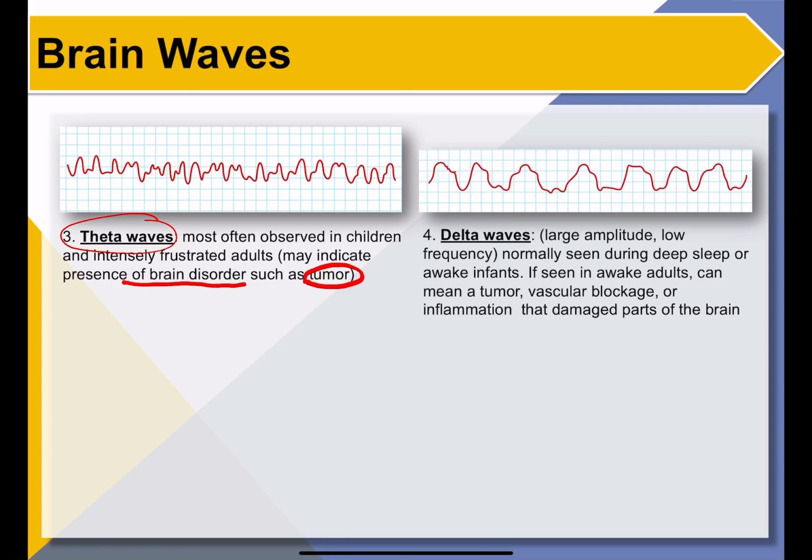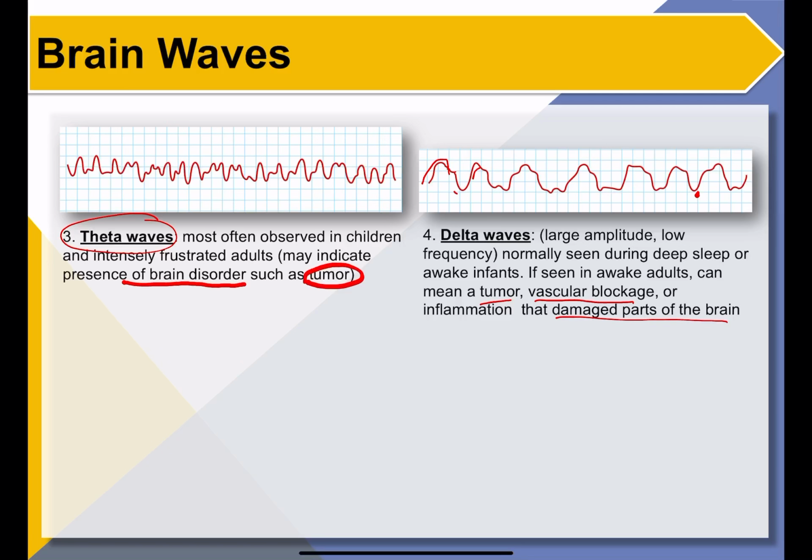And lastly, delta waves are these large magnitude and low frequency waves. Now, what's normal is only in infants, okay? When a baby is in its deep sleep pattern, or awake infants, that's what we see in delta waves. Or in adults as well. So for adults that are in deep sleep, or awake infants, you will see these delta waves. But if this is seen in an awake adult, this can definitely mean something wrong: either a tumor, a vascular blockage that will eventually lead to a stroke or a TIA, or inflammation of damaged parts of the brain. That's what delta waves can indicate.